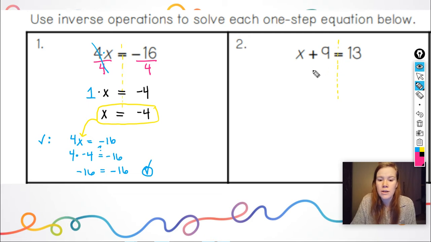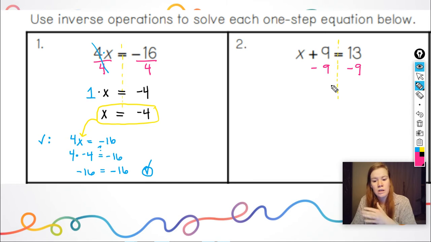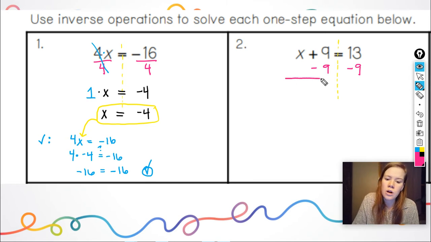Here's how you show that. You're going to write it right below the adding 9. And whatever I do to one side, I have to do to the other to maintain balance. So I should see a subtracting 9 on the left and a subtracting 9 on the right. Then we're going to draw a line like this.